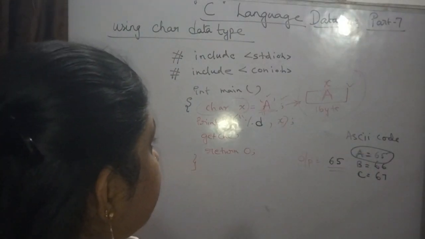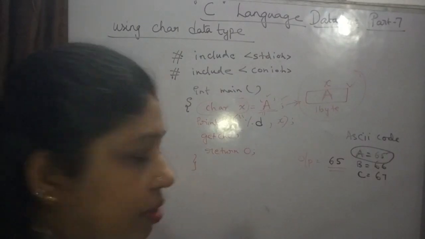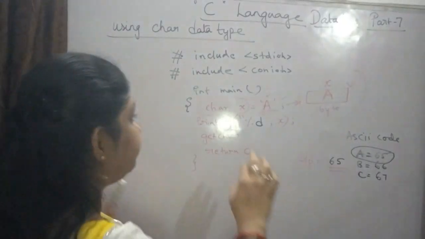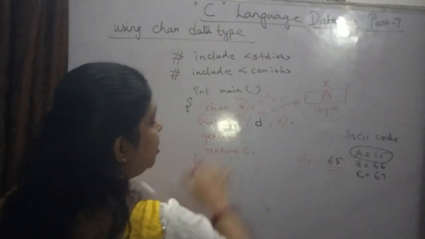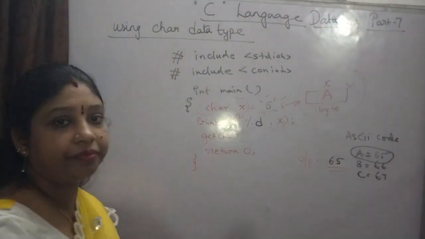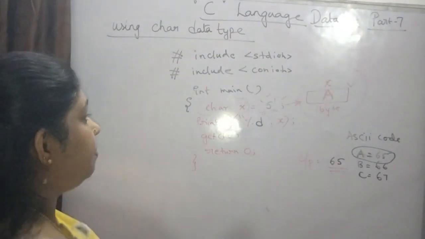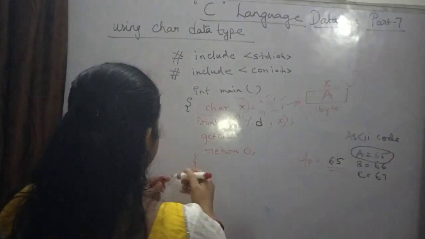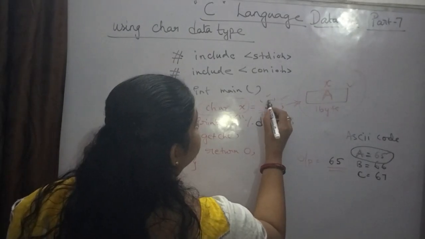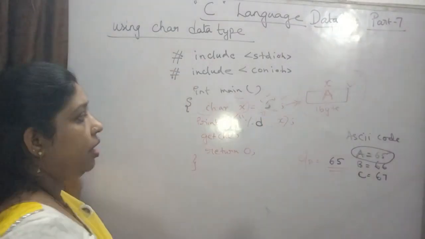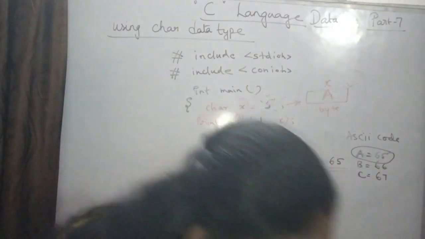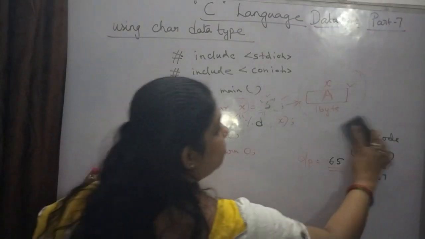And suppose, instead of the character A, I am assigning the digit 5. Now if you are assigning 5 here, what do you think happens? What will be the output? Just tell me.